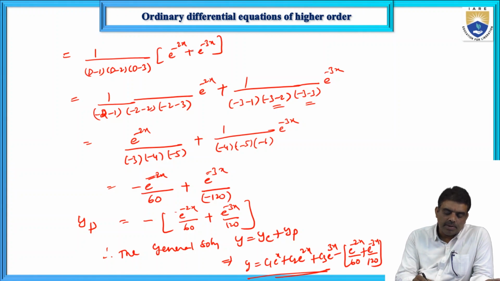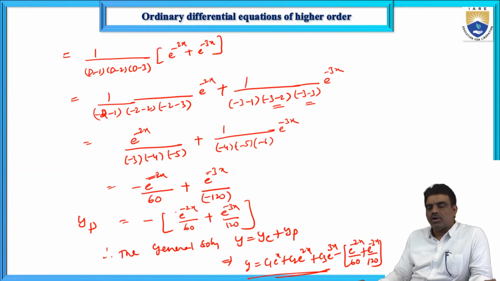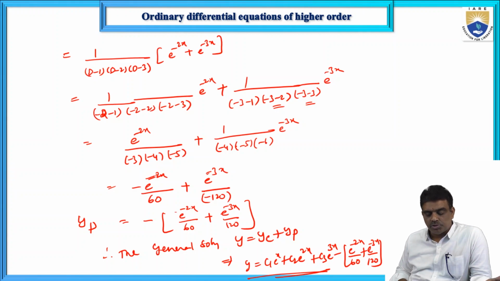In this case, just replace D for a. Whatever you have a, that you replace if it is not equal to 0. If 0, there is another case. So because all are not 0, we directly simply substitute and simplify and we will get the yp value.